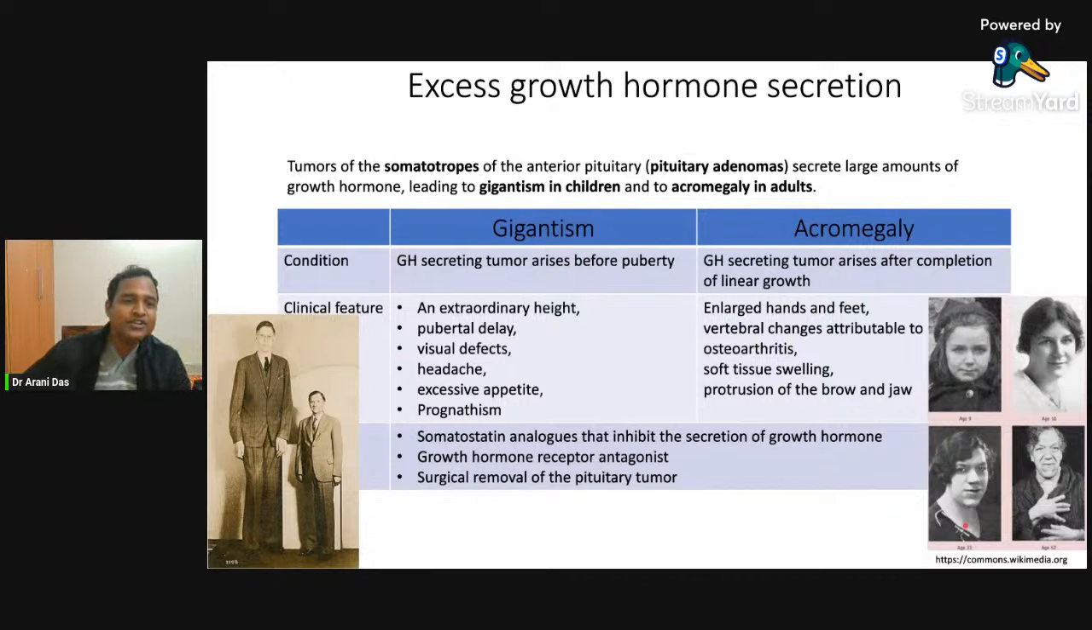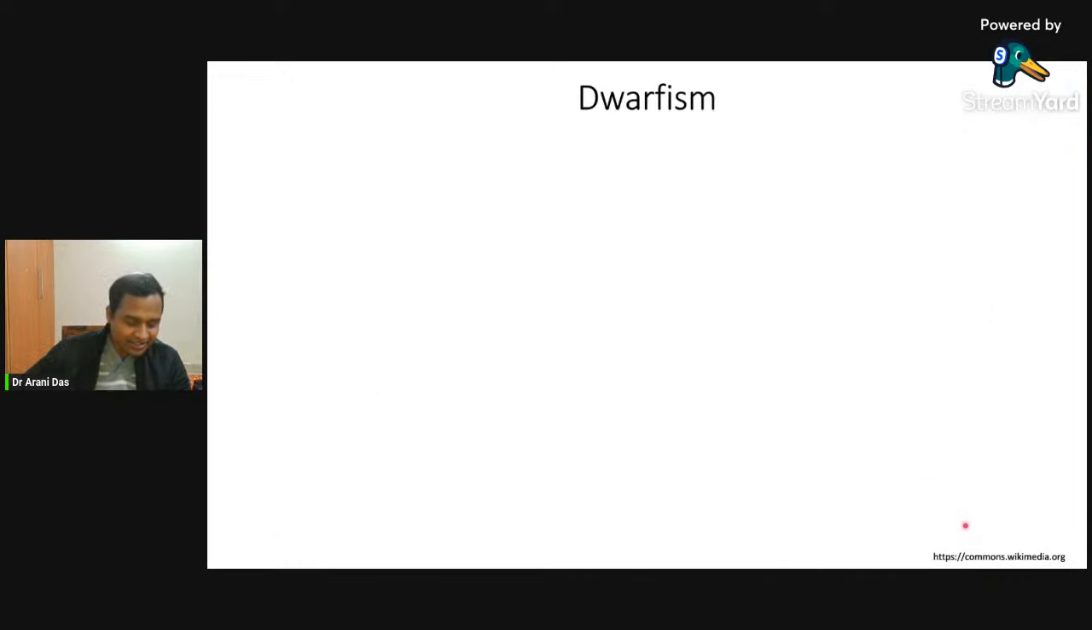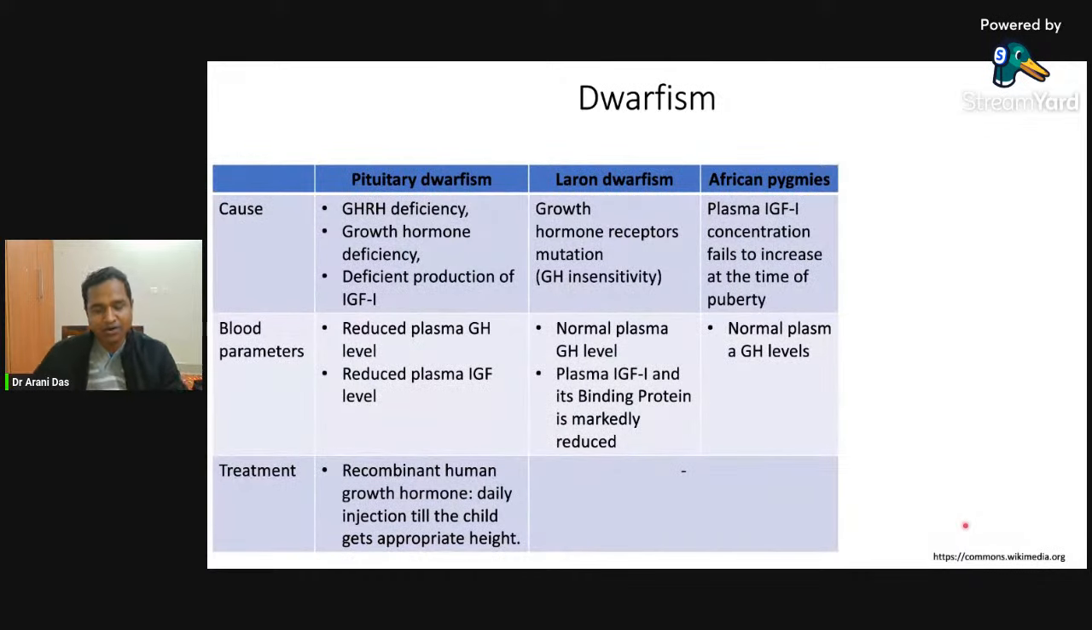Definitely, there is another condition where growth hormone secretion is lowered. So what happens there? The condition is called dwarfism. Dwarfism is the condition where growth hormone is lowered. Three types of dwarfism are found. The most common one, 99% of cases, is due to pituitary dwarfism. Other syndromes which are also found in different cases are Laron dwarfism and African pygmies.